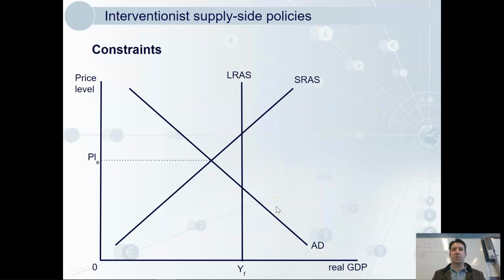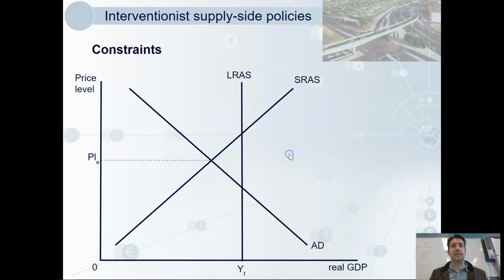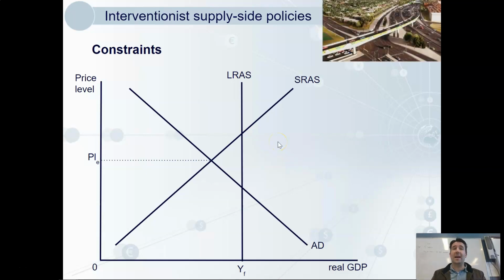Looking at the diagrams we've drawn, interventionist supply-side policies seem like they're pretty good, but there are some constraints. Firstly, what's the first curve that moved in all of these policies? It was the AD curve. So let's take the infrastructure project in Darlington as an example. That was started in April 2016. So that's when a lot of the money started getting spent, shifting AD.